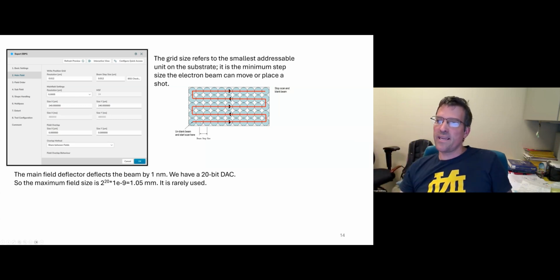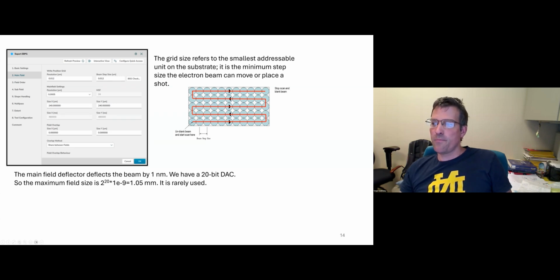If you choose a step size that is larger than your beam size, then most likely you will underexpose your sample. If you space them very close to each other, then most likely you will overexpose your sample. So you can do some design of experiments to find out what is the appropriate energy and beam step size to correctly expose your sample. So this is one variable along with the dose.